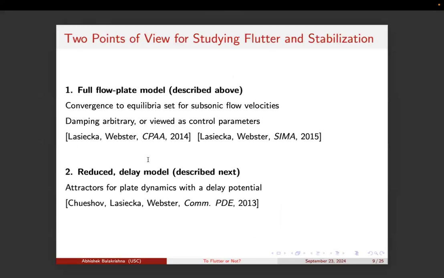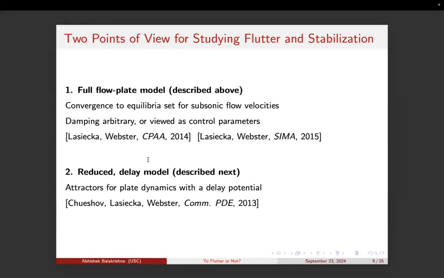Okay, so using these new methods, they were able to show that if the flow is subsonic and there's some kind of damping in the structure, then eventually you won't see any kind of dynamic behavior. They were able to show that things die out. They go to a set called the stationary set, which I'll talk about.